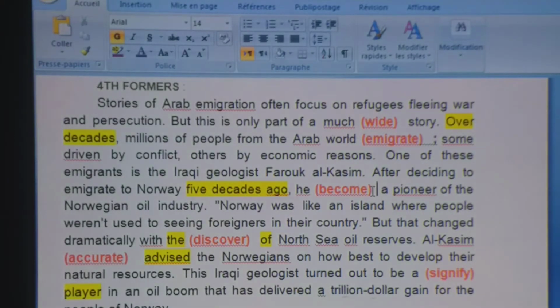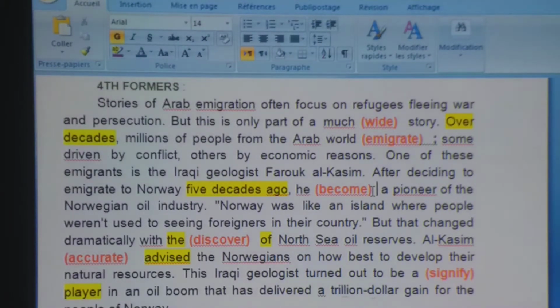So in this context you've got a noun, and before the noun there is wide, which is an adjective, and you've got much. Good. So here normally I'm supposed to use the comparative. Also, when I read the whole sentence, stories of Arab emigration often focus on refugees fleeing war and persecution, but this is only part of a much wide story. The story is wider than this, it means.